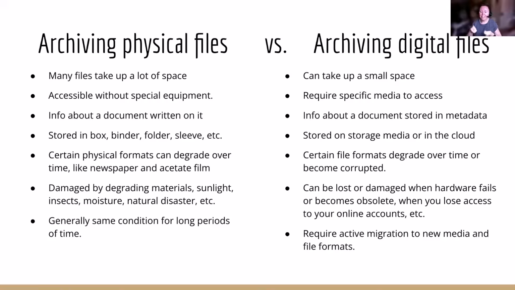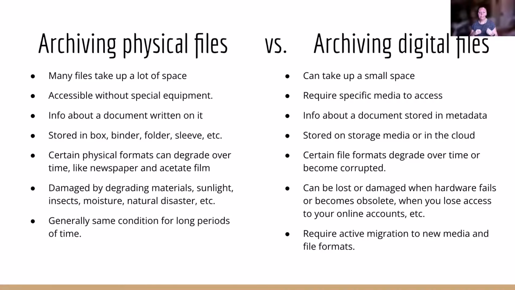Hanging around. You need specific machinery and specific things in order to access the files on that floppy disk. A physical document is going to have maybe information written on it about the document, whereas digital files are going to have information stored in metadata, and we're going to get to some definitions in a minute. Paper documents are stored in boxes, binders, folders, sleeves. Digital files are going to be stored on storage media or in the cloud. Again, we'll talk about this in a second.